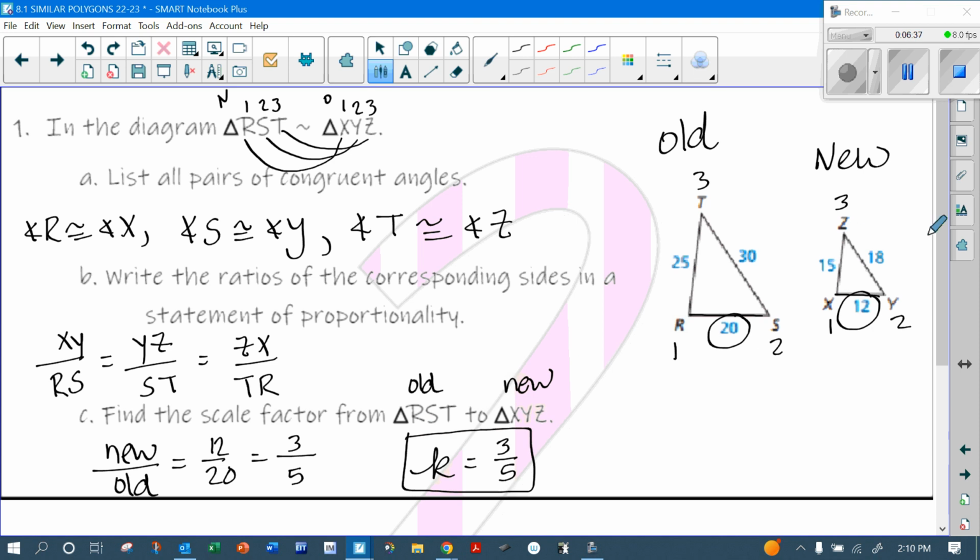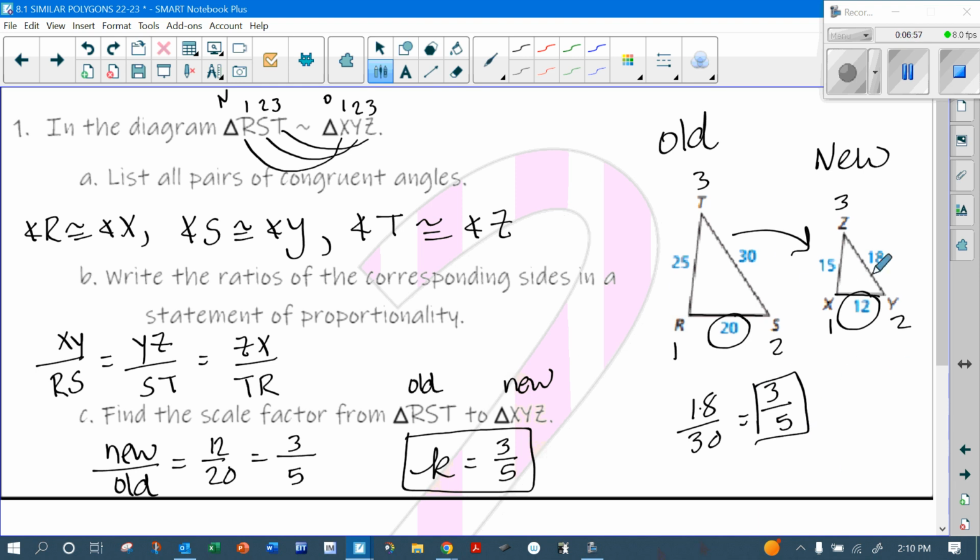And you could check the other sides too. Since I shrunk this, if I go from here to here, you're shrinking, so your scale factor should be less than 1. So you could check 18 over 30. 6 will go in 3 times, 6 will go in 5 times. So notice your scale factor is the same.